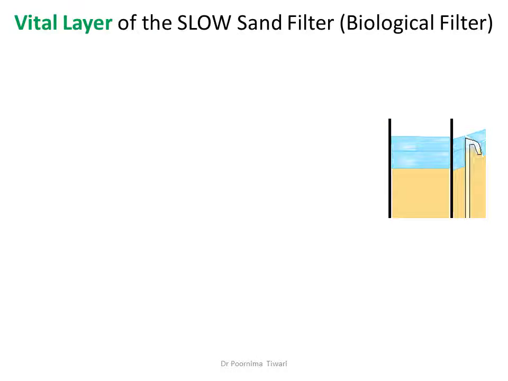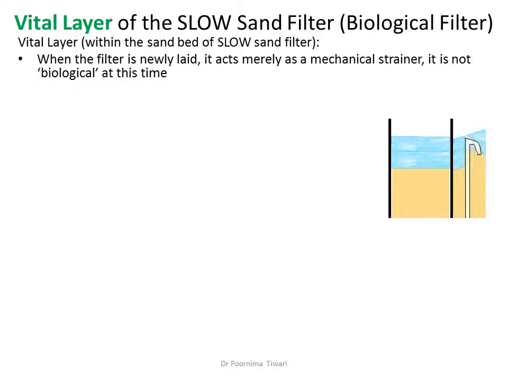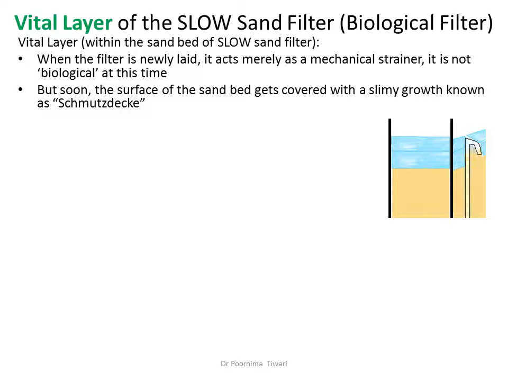The vital layer of the slow sand filter, the heart of the slow sand filter, because of which it is known as a biological filter, which is not there in the rapid sand filter. The vital layer of the slow sand filter lies within the sand bed. When the filter is newly laid, it acts merely as a mechanical strainer and it is not strictly biological at this time. But soon the surface of the sand bed gets covered with a slimy growth known as Schmutzdecke.